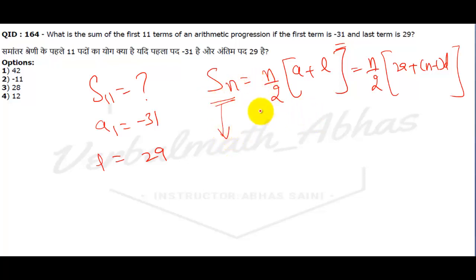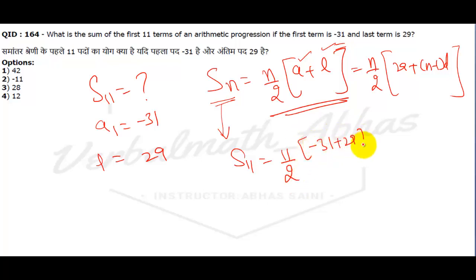Okay, so just use the first one because I have been given the first and last term. S11 means 11 by 2, and here minus 31 plus 29. So 11 by 2 into minus 2, which means minus 11 is your answer. B is your answer.